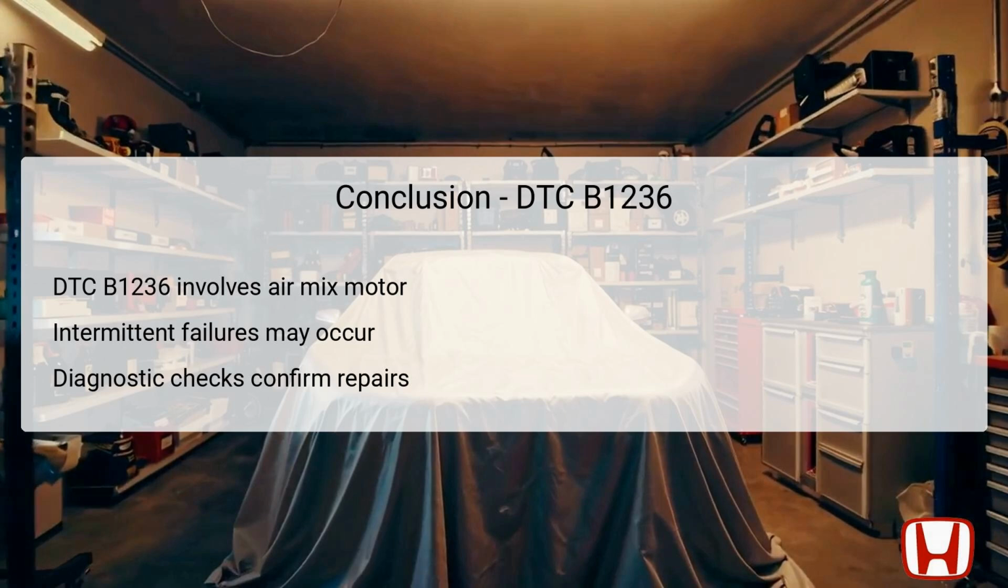Identifying and rectifying issues, whether they be open circuits, defective components, or poor connections, can significantly enhance the vehicle's climate system performance. Technicians are encouraged to follow a structured troubleshooting process, ensuring thorough inspections and repairs. Ultimately, understanding the mechanisms behind this DTC aids in providing effective solutions and supports the overall reliability of the vehicle.